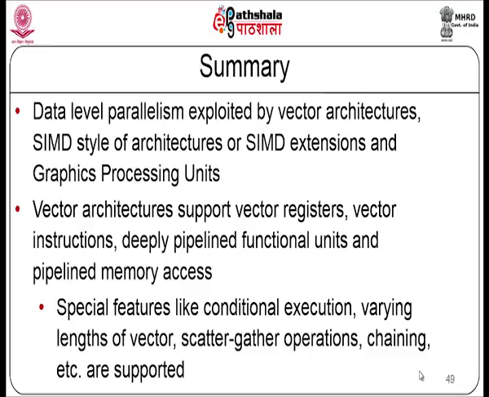So, to summarize, we have seen how data level parallelism can be exploited by 3 different styles of architectures: vector architectures, SIMD style of architectures or SIMD extensions, and GPUs. We have also looked at the differences and similarities between the various types of architectures. Vector architectures support vector registers, vector instructions, deeply pipelined functional units and pipelined memory access. Special features like conditional execution, varying length of vectors, scatter gather operations, chaining etc. are supported in vector architectures.